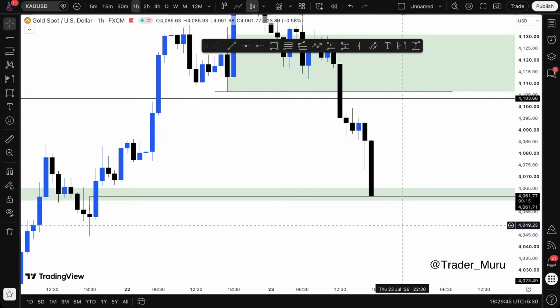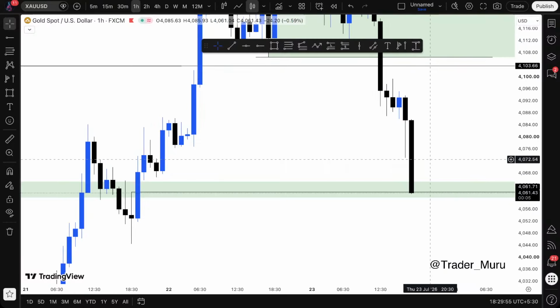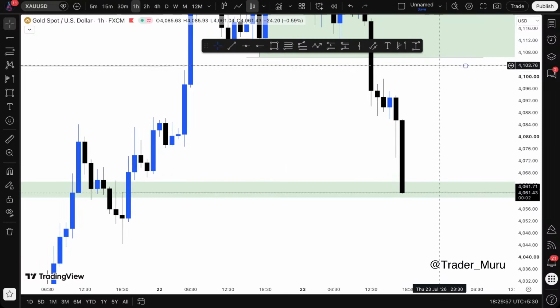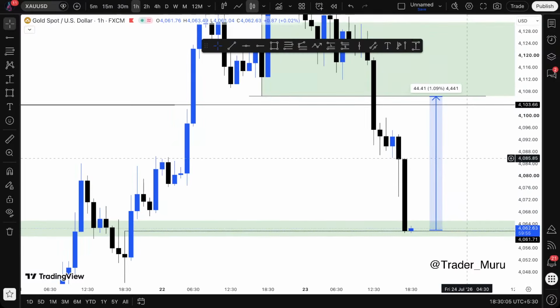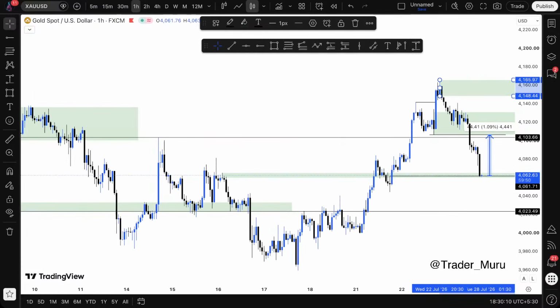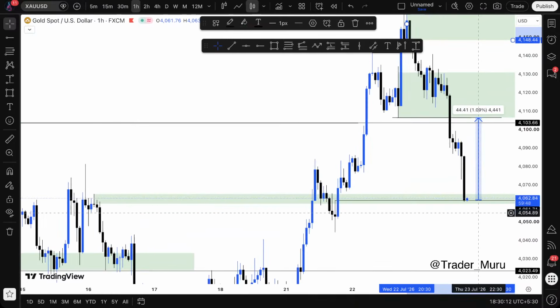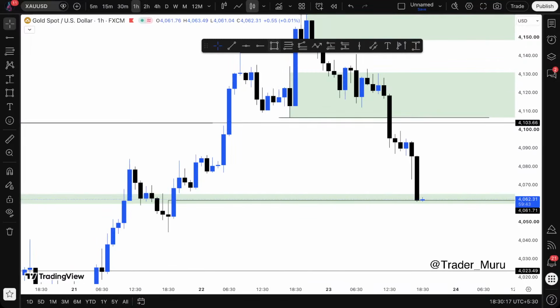Area tested, and 1 hour is closing. So now price needs to pump 400 plus pips to stay bullish. Otherwise, even at this level, price will be bearish. First rejection area, this zone.